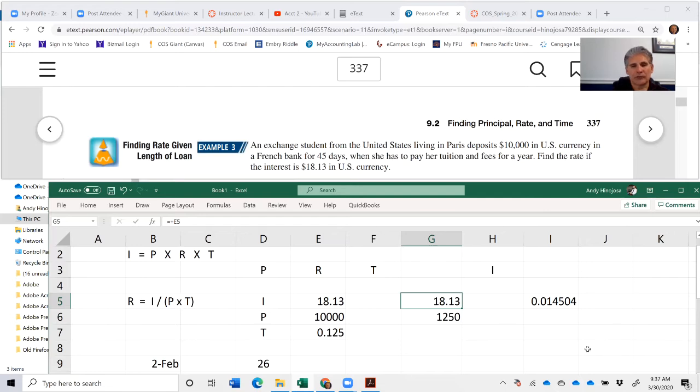We now have our interest. We'll carry this over to the actual formula here. We're trying to solve for R, so I is on top. And PT, P and T are here, so we'll go ahead and take the 10,000 and multiply it by the 0.015, and we come up with 1,250.